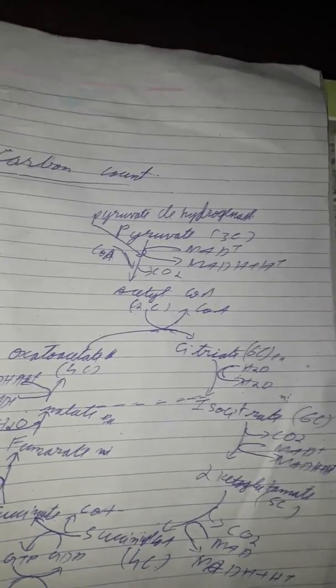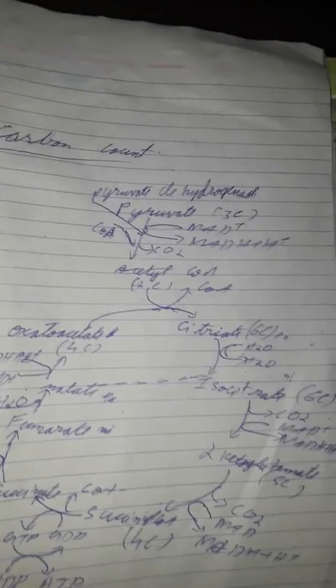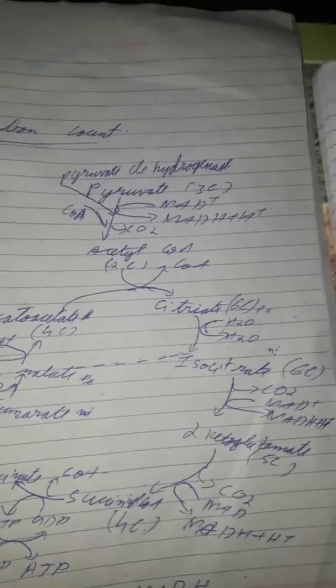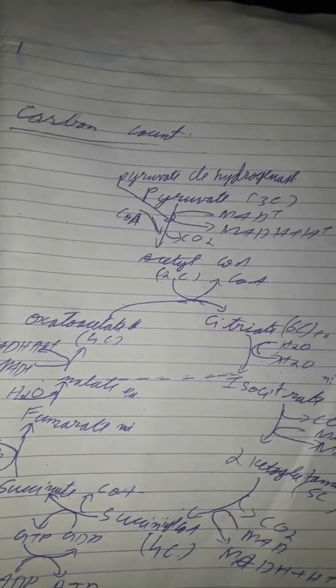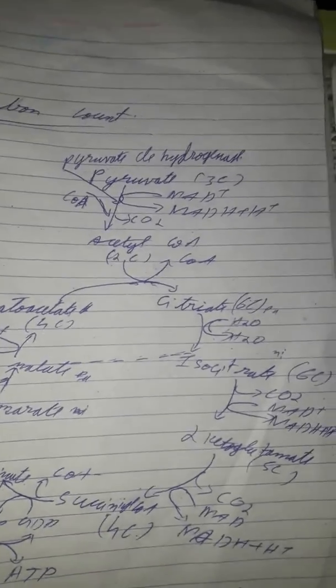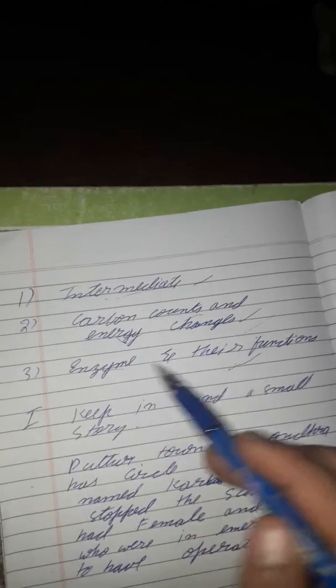You have to remember the enzymes, intermediates, carbon counts and energy changes for this particular cycle. Okay, so I will show you the easy method to remember this citric acid cycle. So let's begin. You can divide the citric acid cycle into three parts: intermediates, carbon counts, and energy changes and their function.